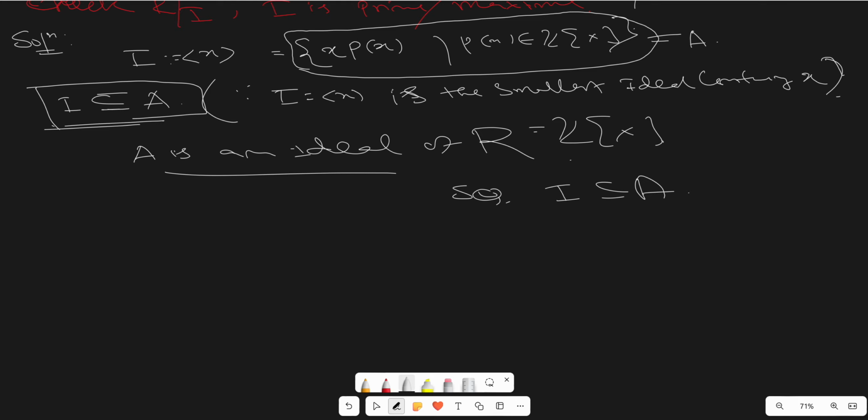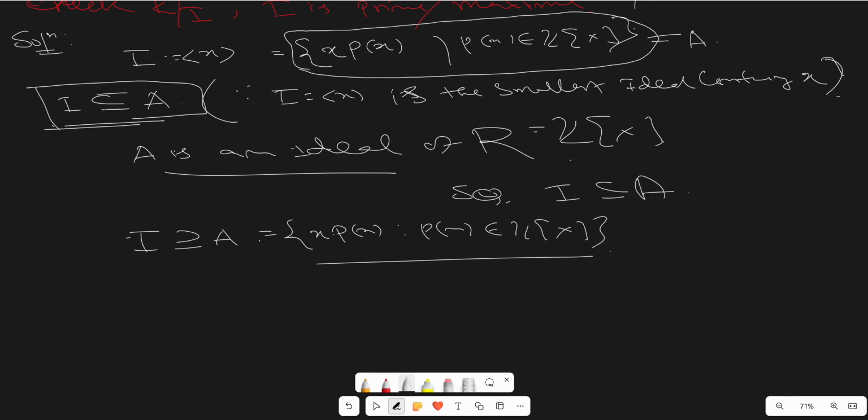Now we have to prove the reverse part. How do you proceed for the reverse? You have to prove that A is contained in I, or I contains A. This is clear because I is an ideal. What is A? A is x·p(x), such that p(x) is inside Z[x]. Why? Because I is an ideal.